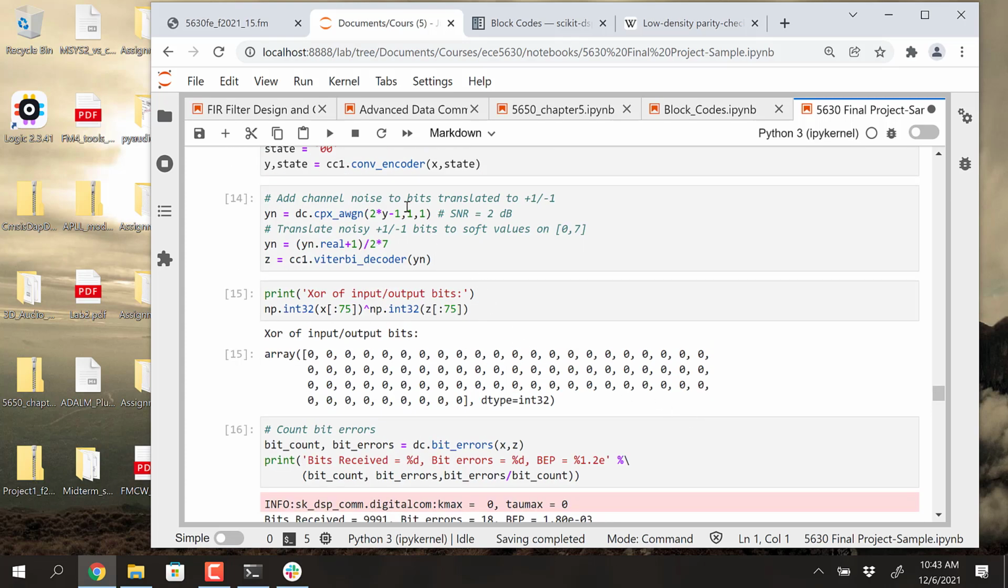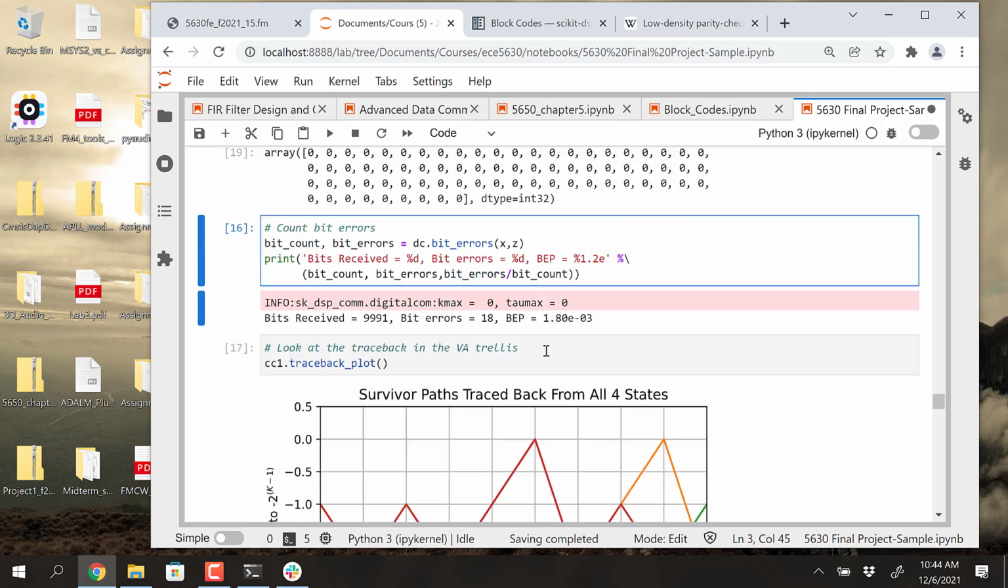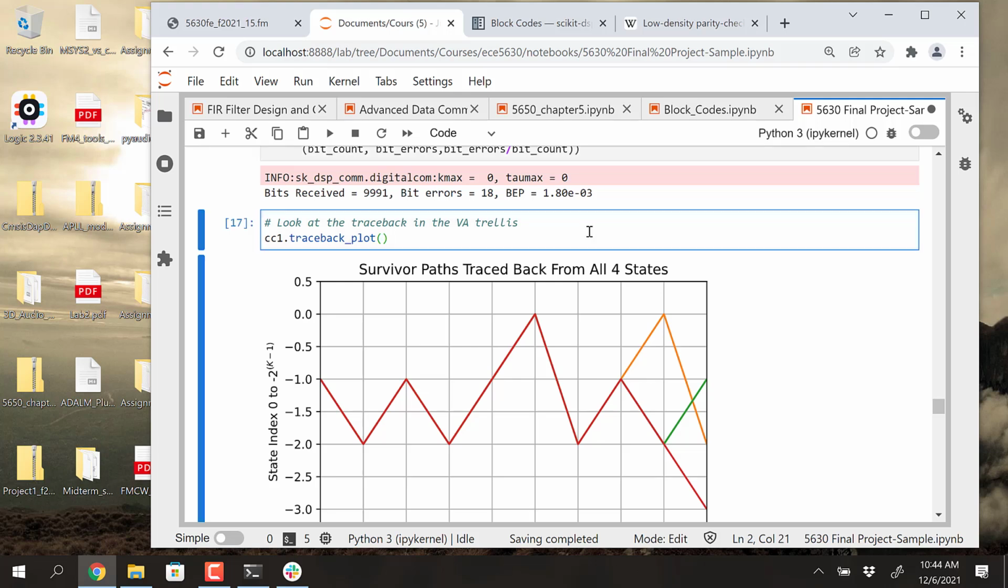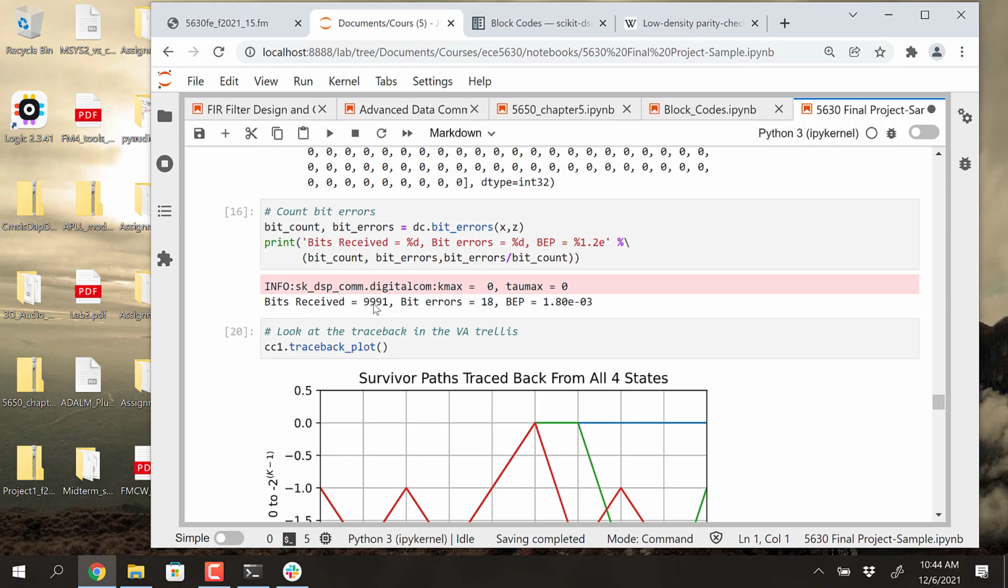And like I said, let me try another value here, -2, and just see what that does. Because I'm seeing a lot of bit errors, and I'm not really sure that this block of code is working correctly. But let me just try this again. There, it's more confused, but it's still very solid way back over there. So it says there's 18 bit errors out of 9,991.